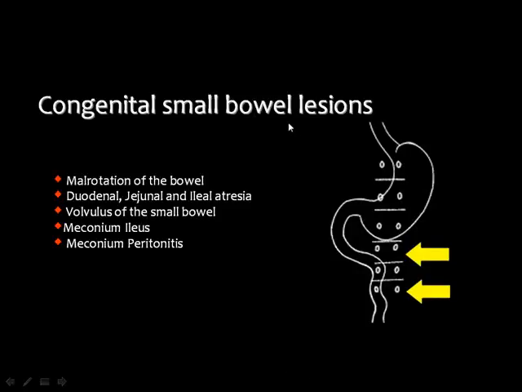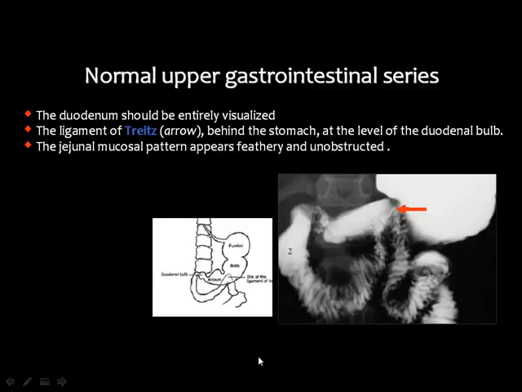Some of the congenital small bowel lesions will include malrotation of the bowel, which is an easy diagnosis, atresia of the small bowel segments, volvulus of the small bowel, meconium ileus, as well as meconium peritonitis.